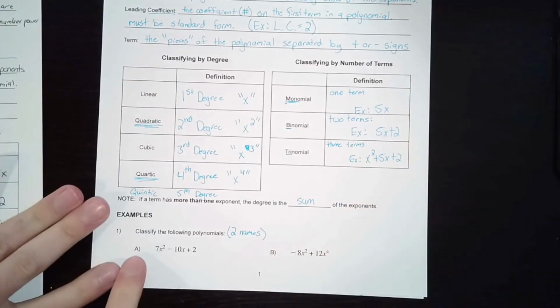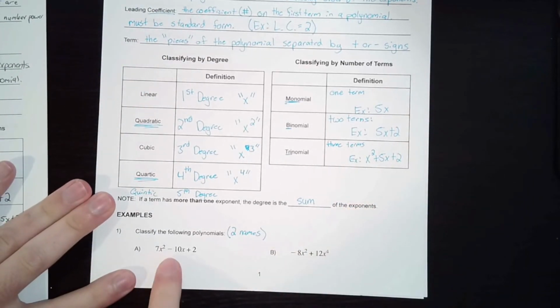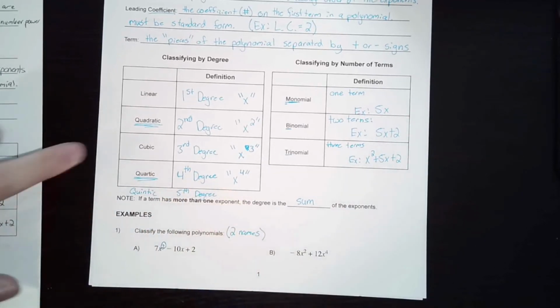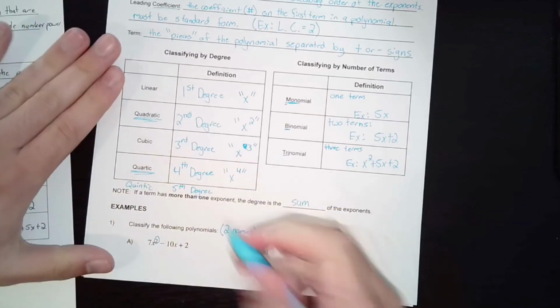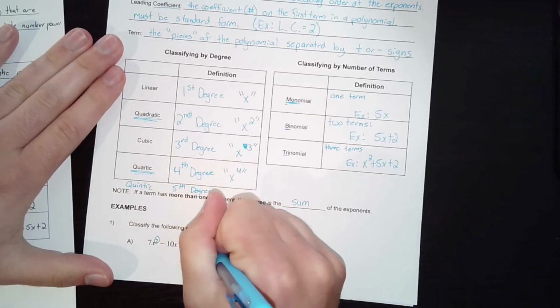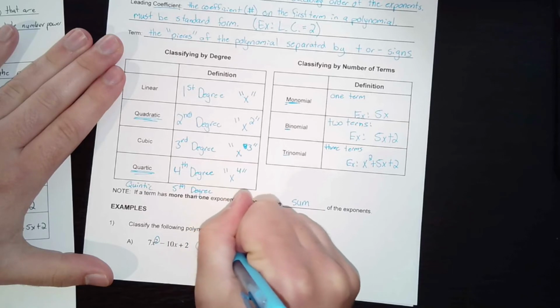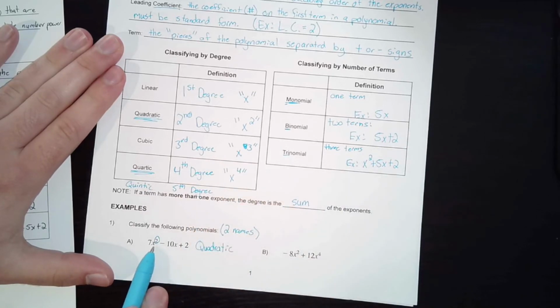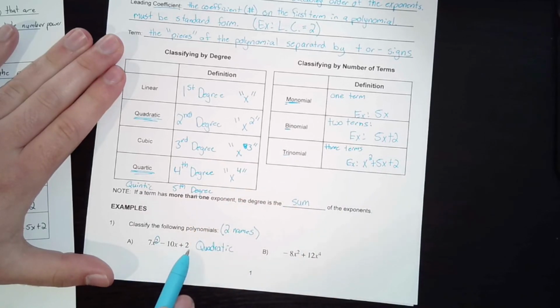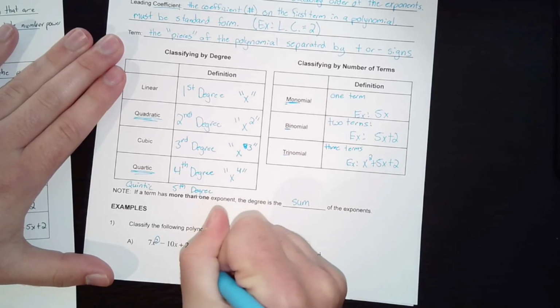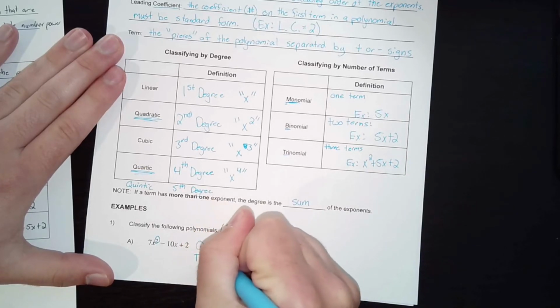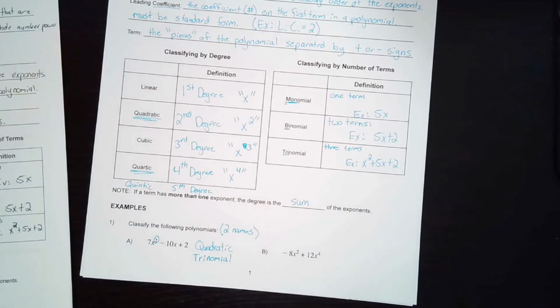So if I look at A here, I have 7x squared minus 10x plus 2. Well, my degree is going to come from my highest exponent, which is the 2. If I go to my chart here, second degree is what we call quadratic. So this is going to be quadratic. And if I look how many terms I have, a first group, a second group, and a third group. So I have 3 terms. So this is a trinomial. So this is a quadratic trinomial.